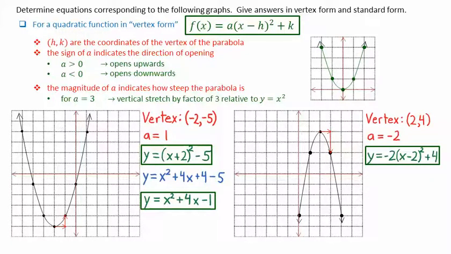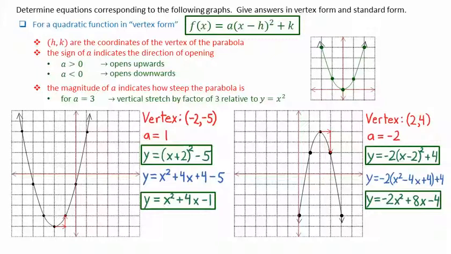Again, to write this in standard form, we have to expand the brackets. We then have to distribute the negative 2 through the brackets and combine like terms. Expanding the x minus 2 all squared gives x squared minus 4x plus 4. We then distribute the negative 2 through the brackets, giving negative 2x squared plus 8x minus 8, and then adding the 4 on, we get a minus 4, giving negative 2x squared plus 8x minus 4 as your equation in standard form.